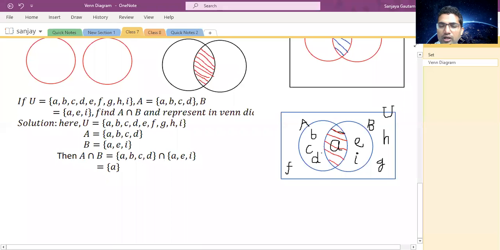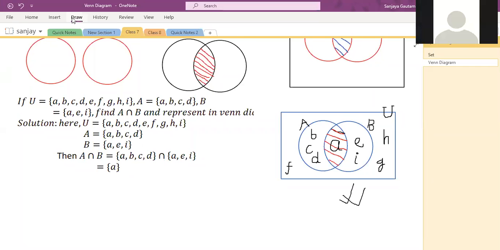Okay. So we have already represented it by showing the intersection. So this much is the complete answer. This much we have to do. Are you clear what you have to do? Yes, sir. Okay. So I'm giving you one classwork.